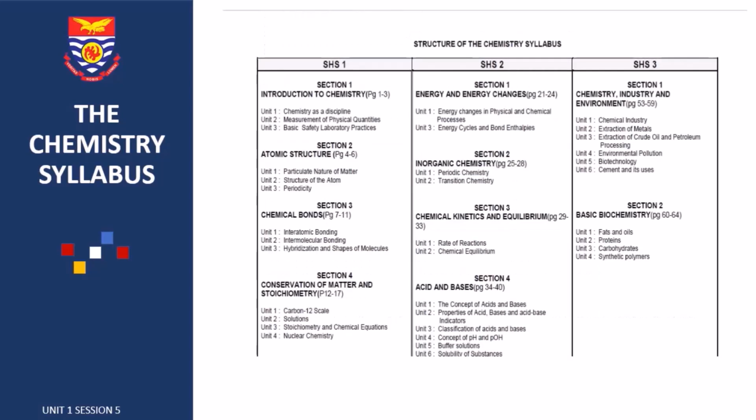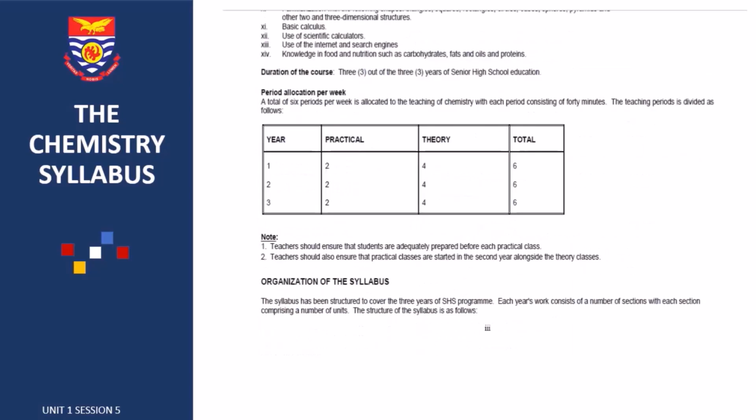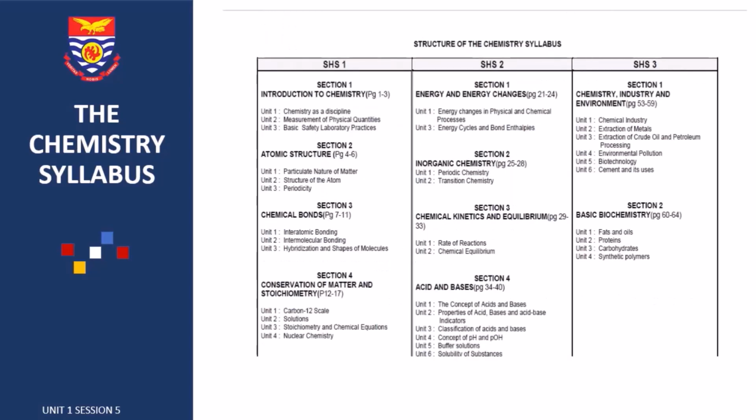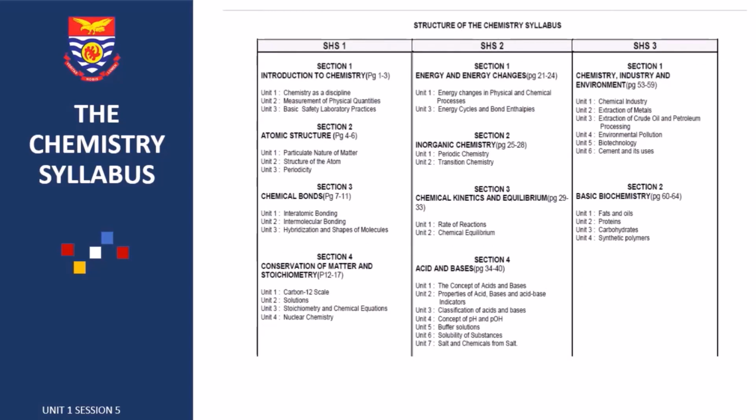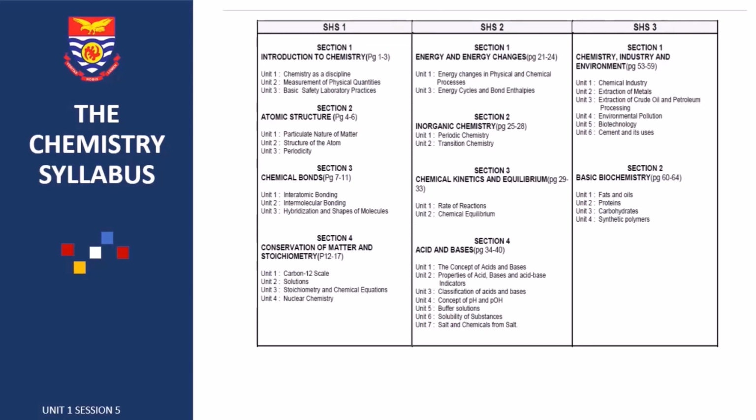The organization of the syllabus. The syllabus has been structured to cover the 3 years of SHS program. Each year's work consists of a number of sections, with each section comprising of a number of units. The structure of the syllabus is as follows. Let's view that. For the SHS 1 syllabus, you can see we have Introduction to Chemistry with 3 units under them, Atomic Structure 3 units, Chemical Bonds, and then Conservation of Matter and Stoichiometry also here.